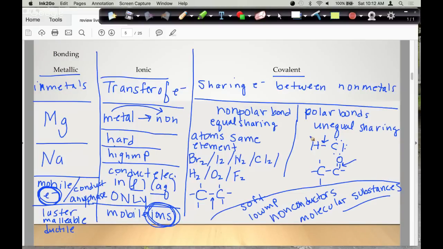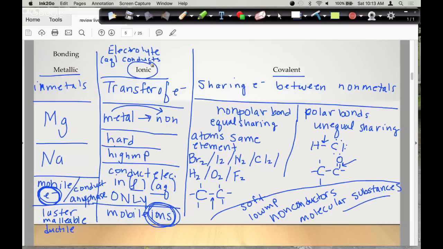So the question that came in is that when you have to look for an electrolyte also, you look for ionic. Because when they use the word electrolyte, we are talking about something that when it dissolves in water, so when we make it into an aqueous solution, will conduct electricity.